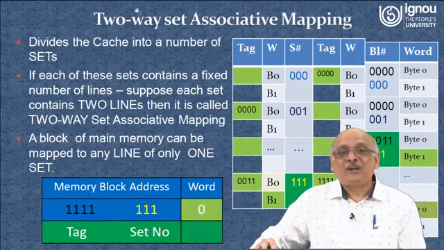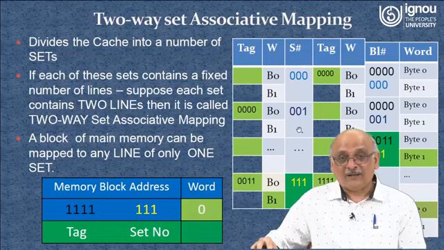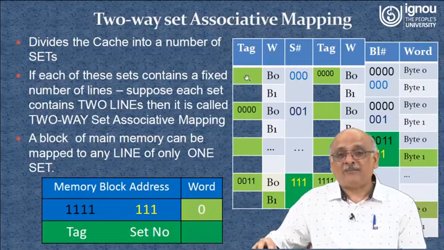Therefore, we go for two-way set associative mapping, where instead of the block number, we have the set number. In one set we have two ways, meaning in one set we will have one way and two way. So in any of these locations, this memory location can be mapped.